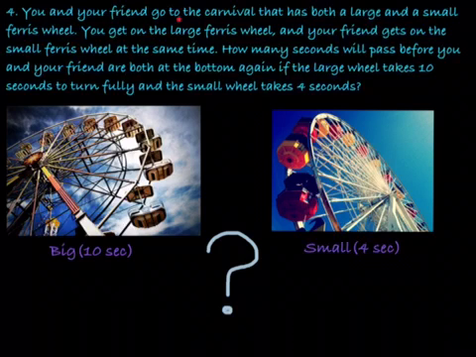You and your friend go to the carnival that has both a large and a small Ferris wheel. You get on the large Ferris wheel, and your friend gets on the small Ferris wheel at the same time. How many seconds will pass before you and your friend are both at the bottom again if the large wheel takes 10 seconds to turn fully and the small wheel takes 4 seconds? Okay, so how are we going to solve this problem?